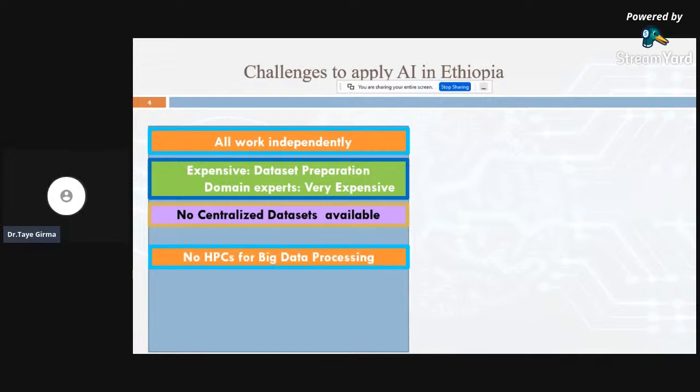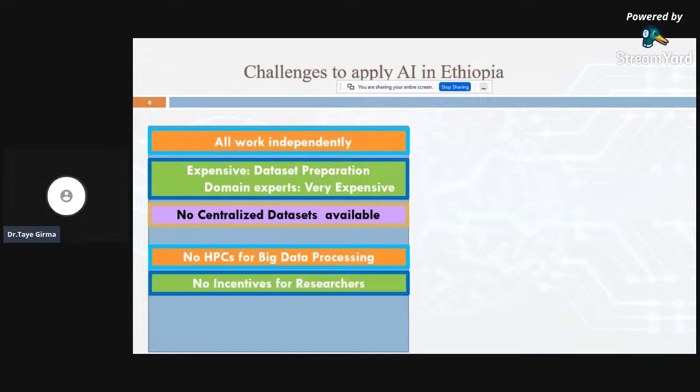Another reason is that there were no computationally intensive resources for big data processing in Ethiopia. Of course, not least, incentivizing the researchers to move into this area has also not existed and has not been in place. So these are also challenges that we have seen. And another reason that we have identified is a lack of financial support for the AI researchers.